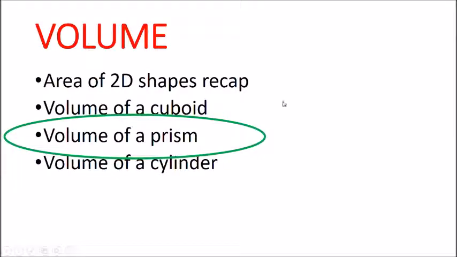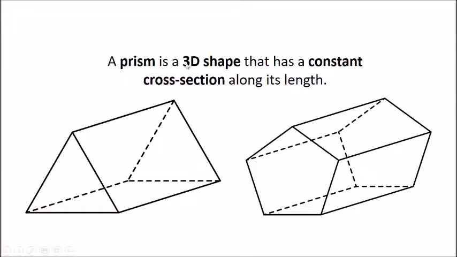In today's lesson we're going to be continuing our volume unit, today focusing on how to calculate the volume of a prism. Before I tell you how to calculate the volume of a prism, we first need to know what a prism actually is. So, a prism is just a 3D shape that has a constant cross-section across its length.